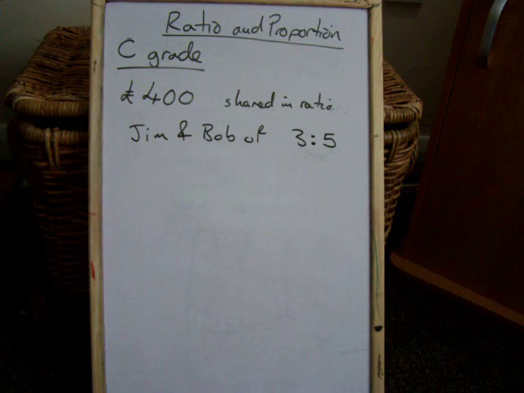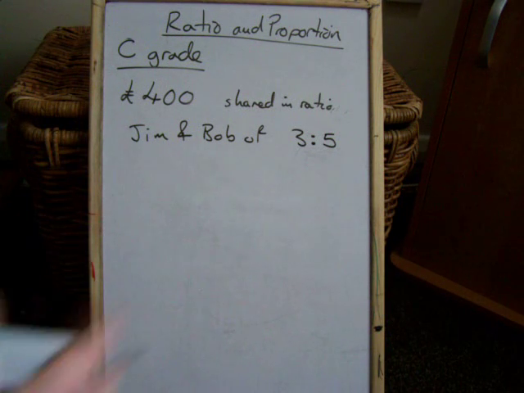Right then, ratio and proportion, C grade material. Now it starts to get to the stage where they give you a ratio and expect you to share things out in that ratio. So, I've got an example here. £400 is shared out in the ratio between Jim and Bob of, say, 3 to 5.